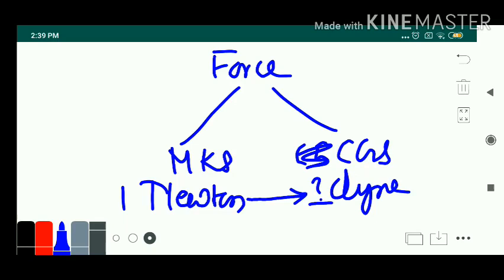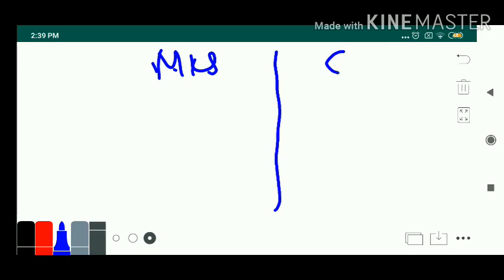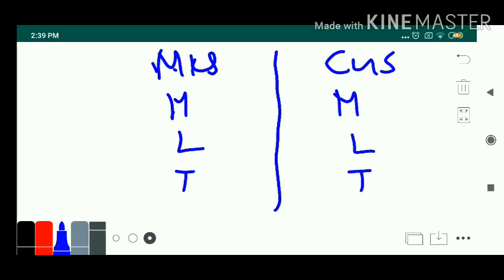Please follow the method or steps which I am going to take. After taking the small portion of this question, I'll tell you the trick of doing it in the actual way. Then it will not be that tough. So the first step is to write MKS here, that is the system, and the CGS. In MK system, the mass, length, time. Similarly in CGS, mass, length and time.